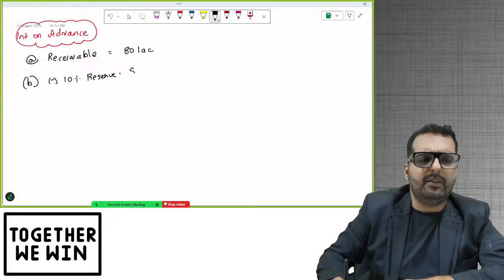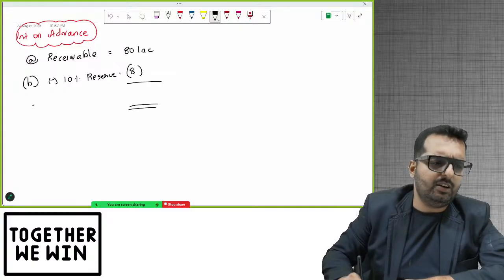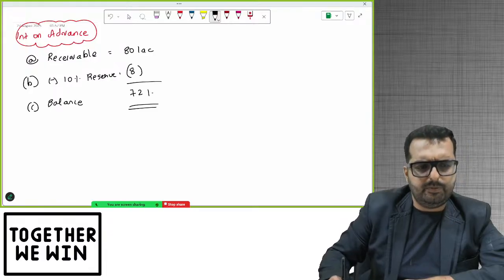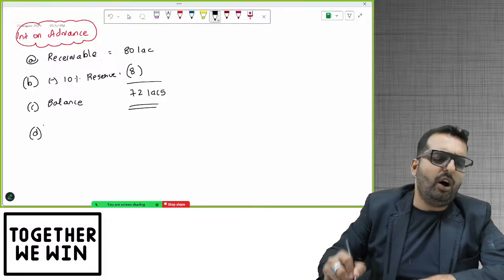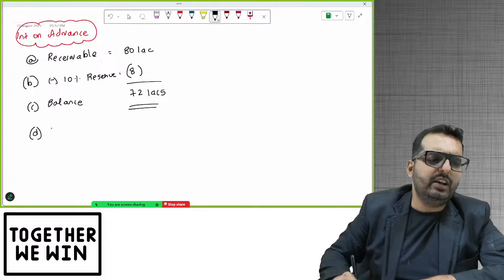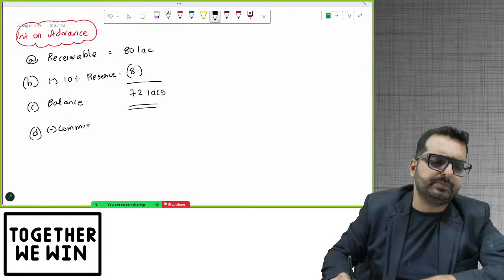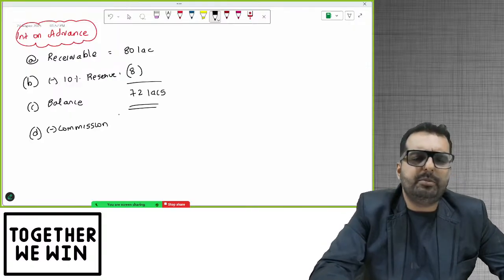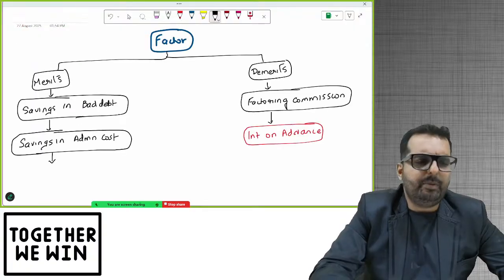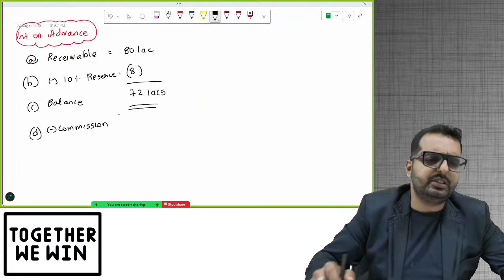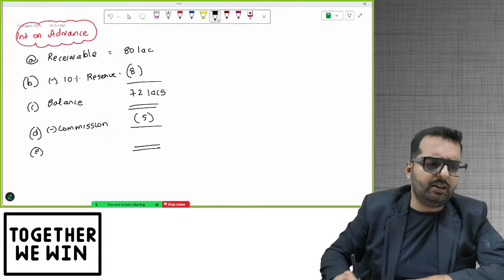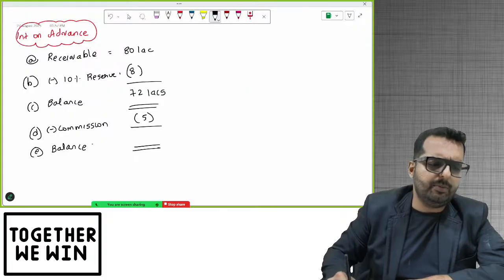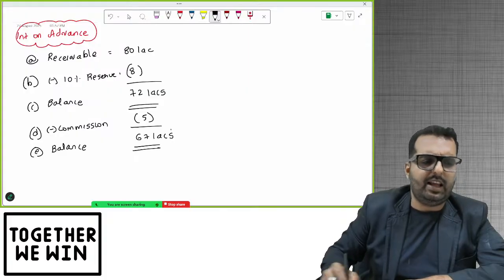Now tell me, what is 10% of 80 lakhs? Is it turning out to be 8 lakhs? So what is the balance amount that you get over here? Do you get the balance amount as 72 lakhs? Correct? Now on this 72 lakhs, he will reduce his factoring commission, because that commission is something he will not pay, he will be taking it back. So how much is the commission in this case? It is coming to 5 lakhs. After reducing the commission, what is the balance? Do you get the balance as 67 lakhs?